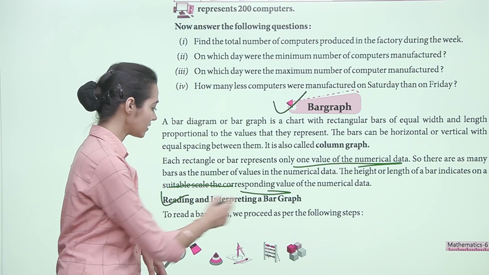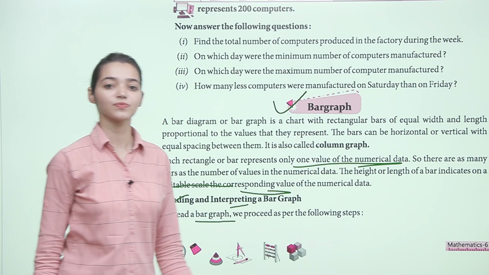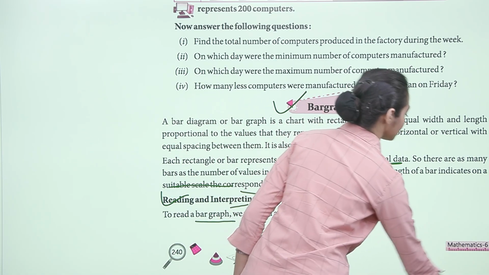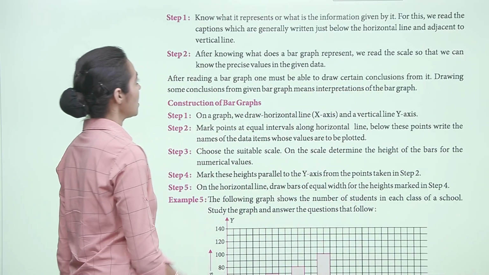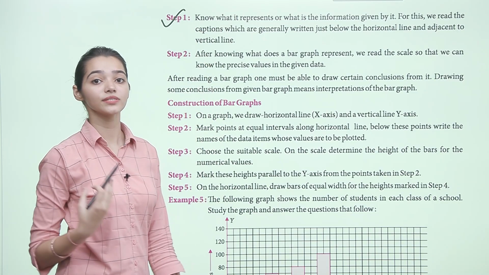Now, reading and interpreting a bar graph. To read a bar graph, we proceed with the following steps. Step 1 is, we have to know what information is given by it.